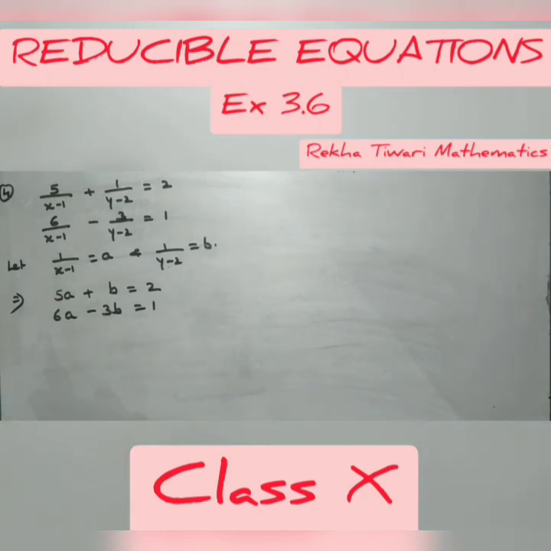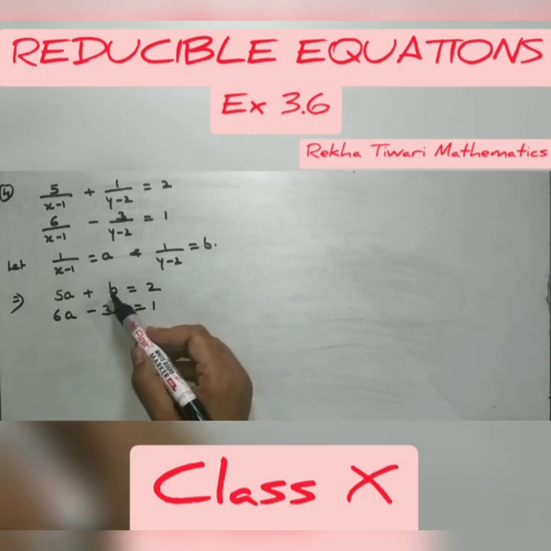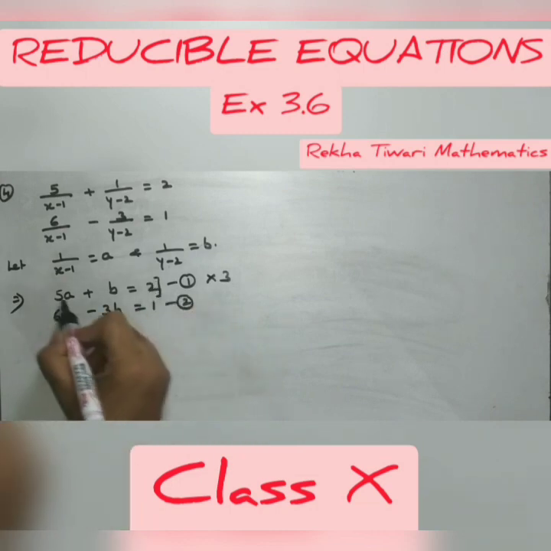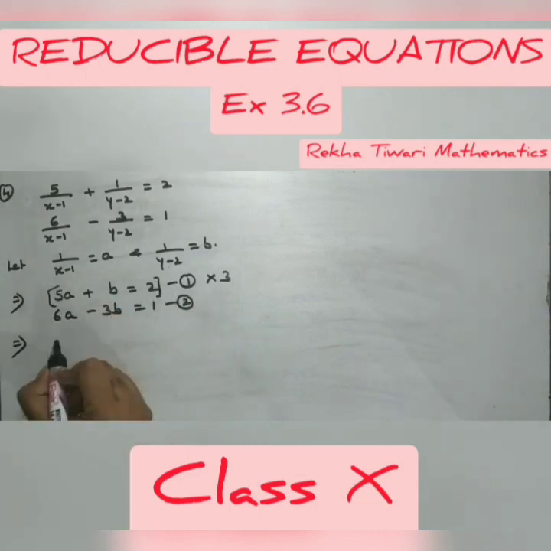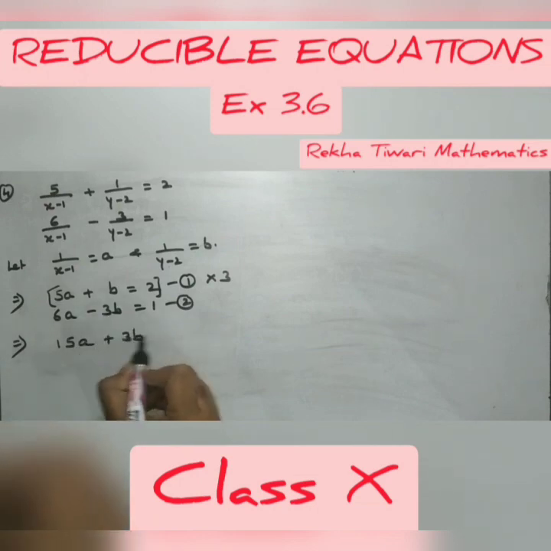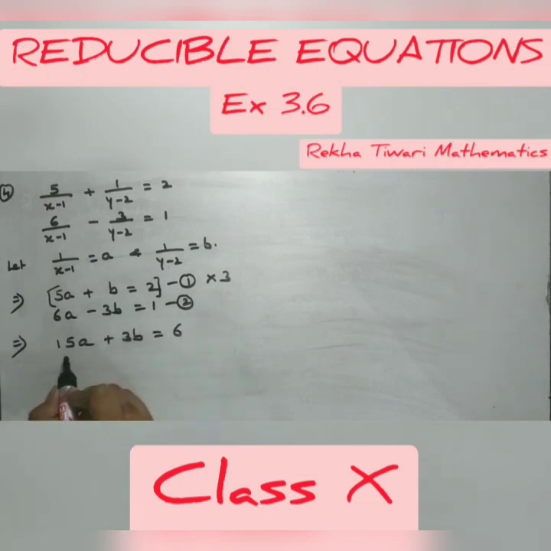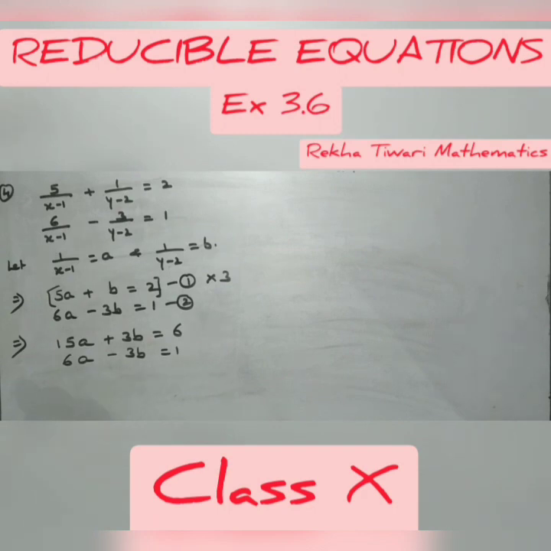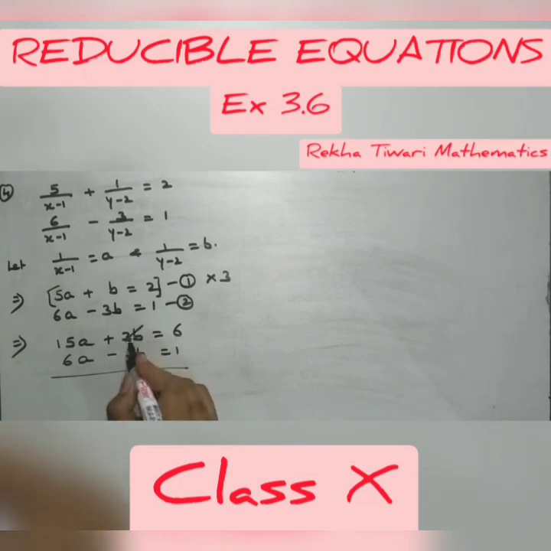Solve these two equations to get the value of a and b. To make the coefficient of b equal, I have to multiply this equation number 1 by 3. Whole equation by 3. So this changes to 15a plus 3b equal to 6, and let your second equation remain the same, that is 6a minus 3b equal to 1. Now what you have to do, you have to add these. Why add? Because the signs are different. So if I am adding this, 3b cancels minus 3b. 15 plus 6 gives you 21a is equal to 7, and this implies a is equal to 7 by 21, that is 1 by 3.